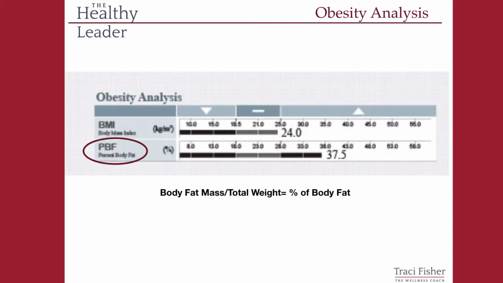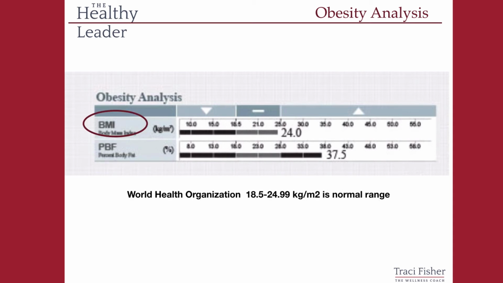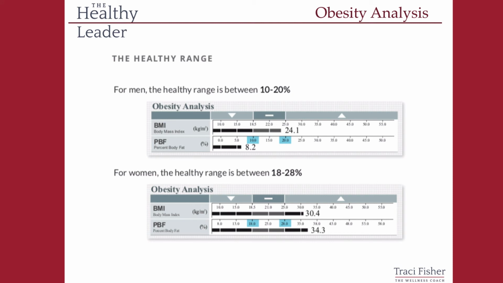And then the third section is the obesity analysis, which gives us our percentage of body fat, which is actually a deceptively simple metric because it's just a division of body fat mass by your total weight, but it is a much better indicator of the risk of obesity than BMI. And that is one of the reasons that the BMI is even included on this results sheet. According to the World Health Organization, around 18 to 24 is the normal range. So the healthy range for men and women is indicated here. For men, the range is between 10 and 20%, and for women, the healthy range is between 18 and 28%.